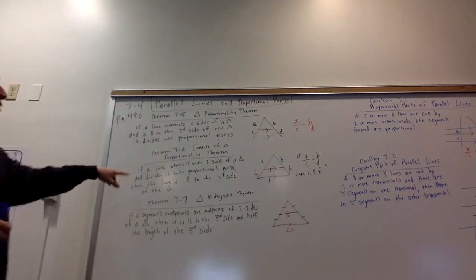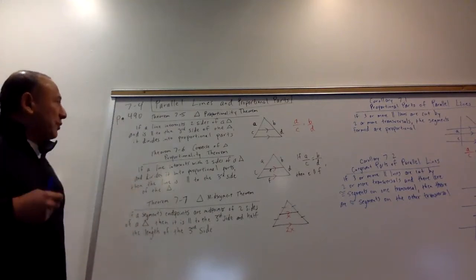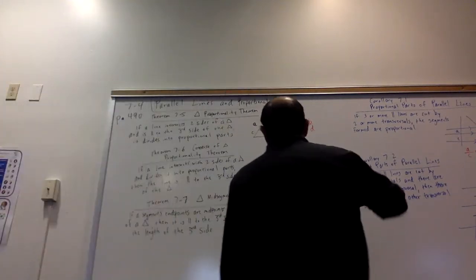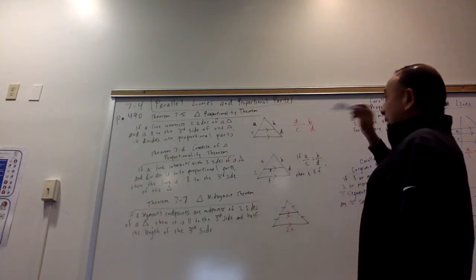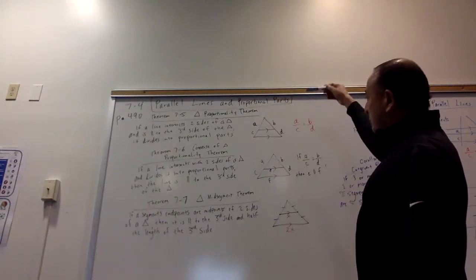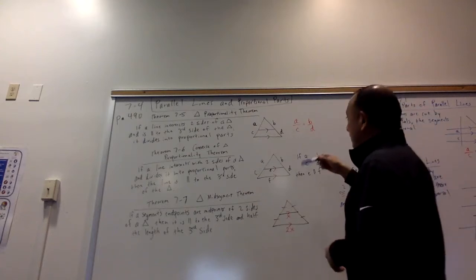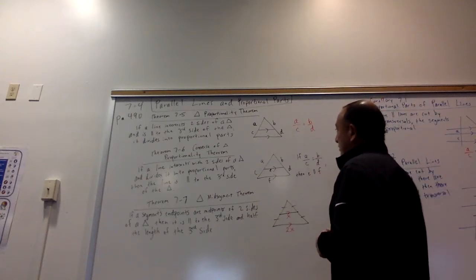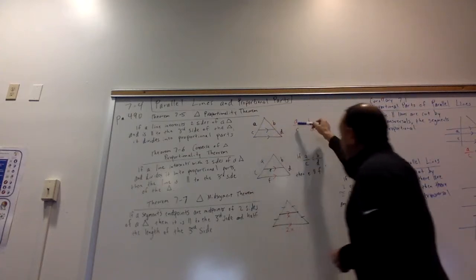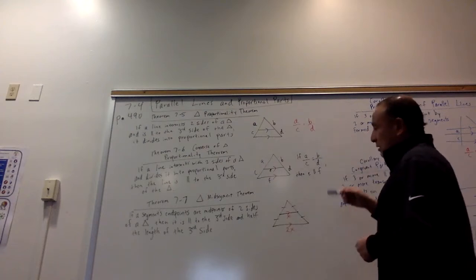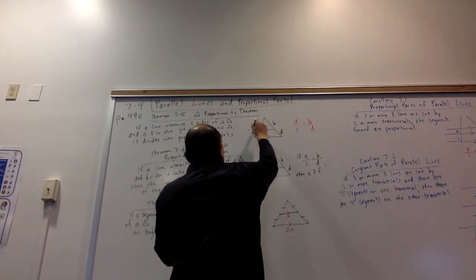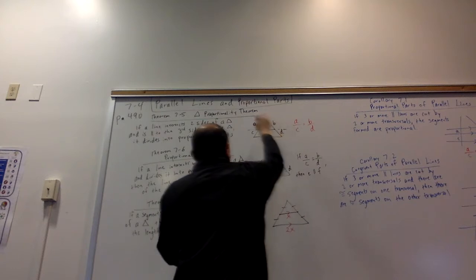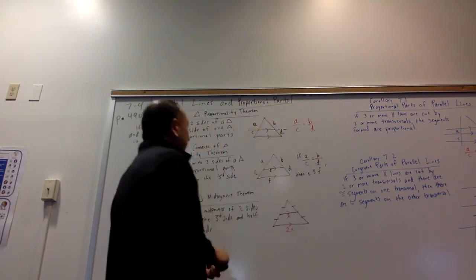Triangle proportionality theorem says that if you have a line that intersects with two sides of a triangle and it's parallel to the third side, then it divides it into proportional parts. So what we know is A over C equals B over D. You can almost think of this as a fraction bar and extend it out like that. There it is, A over C equals B over D.